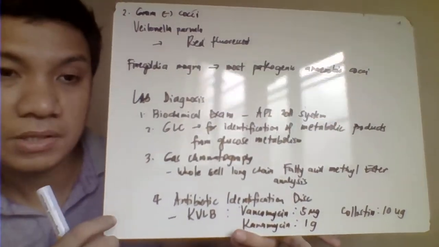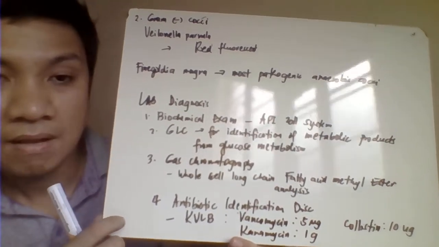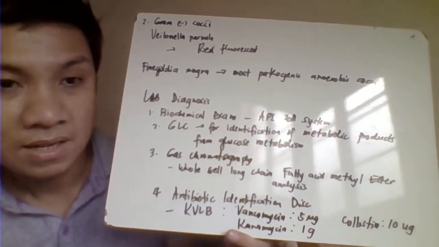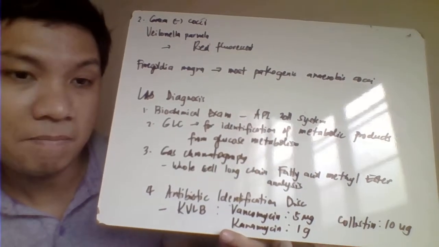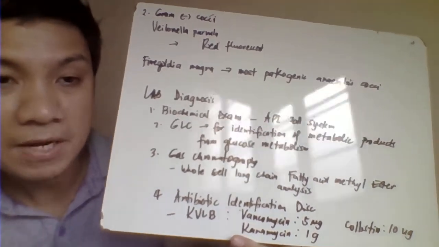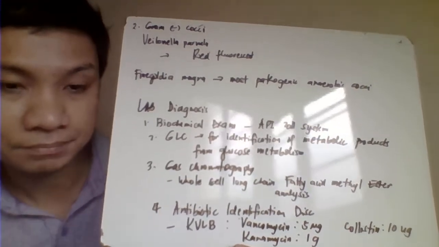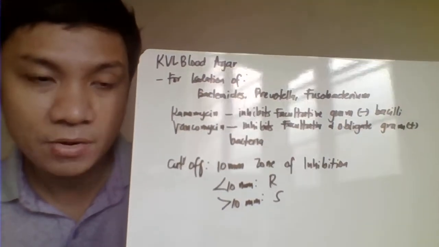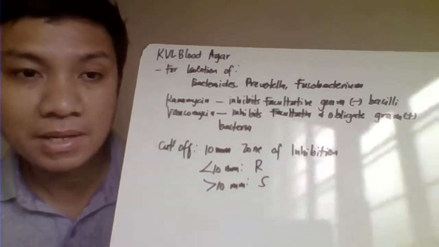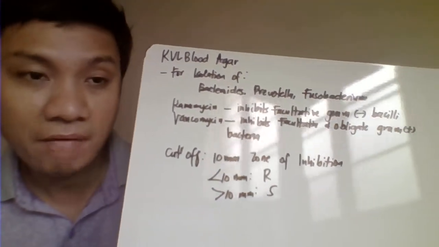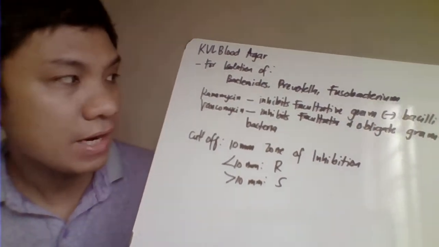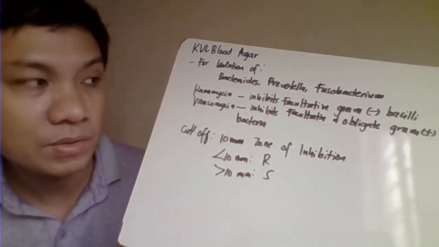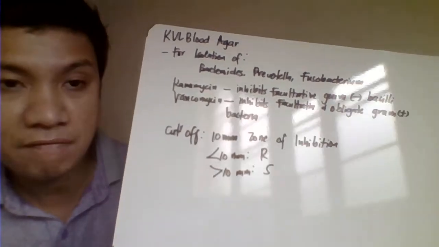Or you could also perform antibiotic resistance testing using kanamycin-vancomycin laked blood agar, with the use of three antibiotics: kanamycin, vancomycin, and colistin. Vancomycin is at a concentration of 5 micrograms, kanamycin at 1 milligram, and colistin at 10 micrograms. This kanamycin-vancomycin laked blood agar is for isolation of Bacteroides, Prevotella, and Fusobacterium. Kanamycin inhibits facultative gram-negative bacilli, while vancomycin inhibits both facultative and obligate gram-positive bacteria.